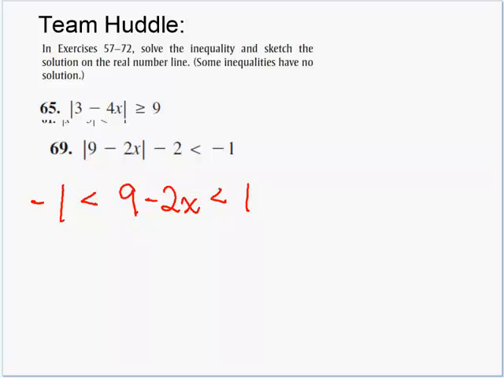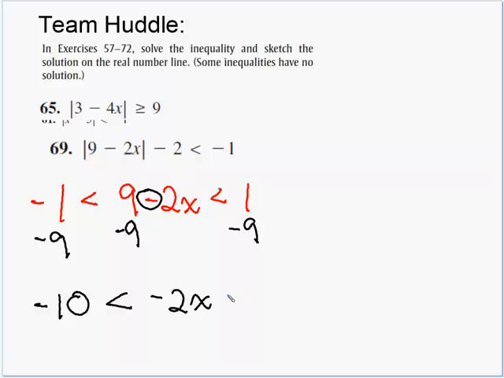So we're getting x alone in the middle. We got a 9, and we got to subtract that 9 out of there. So negative 1 and negative 9 is negative 10, is less than. We still have a minus 2x in there. Don't lose track of that minus. Less than 1 minus 9 is negative 8.